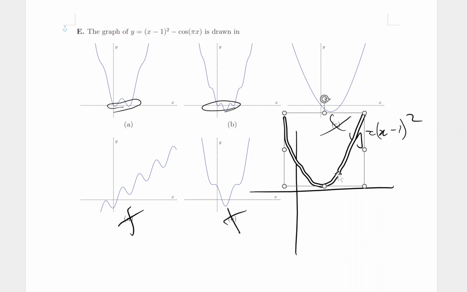All right, and cosine of pi x. Okay, so when x is 1, cosine pi is what? Cosine pi is minus 1, so it's probably here. When x is 0, then it's 1, so it's probably here. So it probably does something like this, right? Some sort of thing like this.